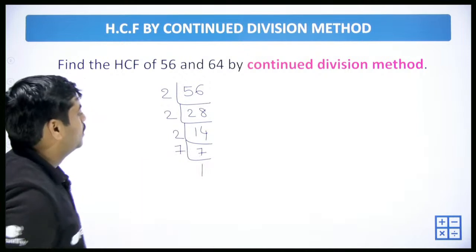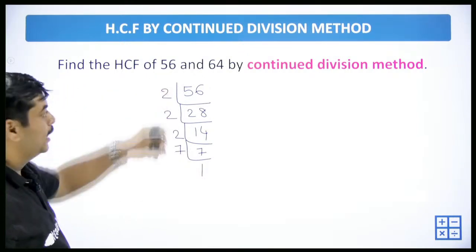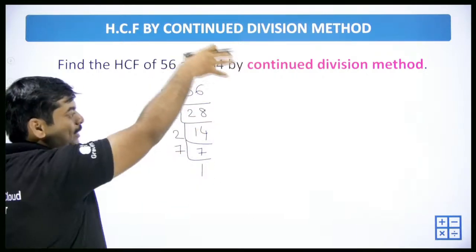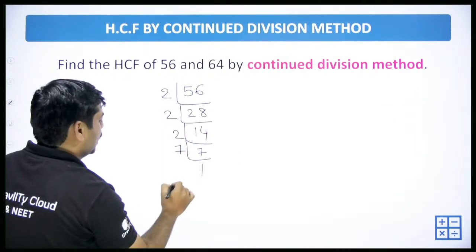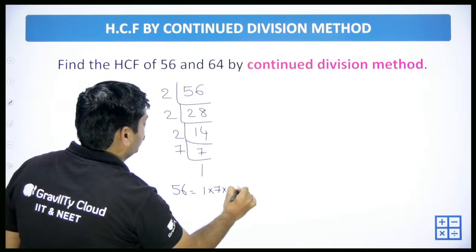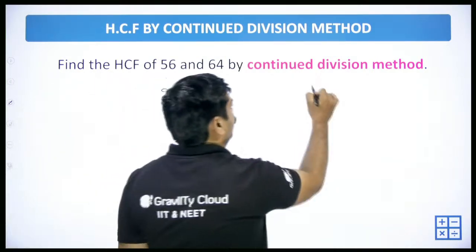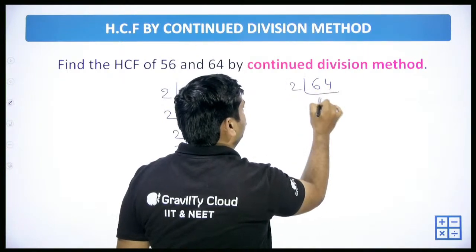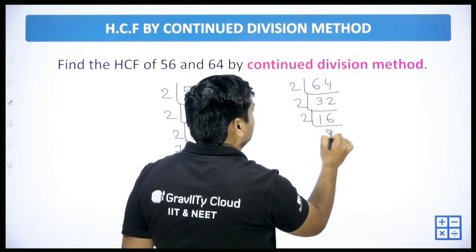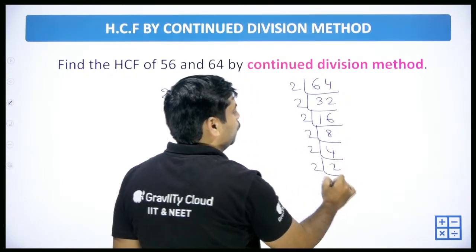Once again, 7 twos are 14, 14 twos are 28, 28 twos are 56. Using this long division method, which is called continued division, I can write 56 as 1 into 7 into 2 into 2 into 2. And now 64 can also be written as 2 times 32, 2 times 16, 2 times 8, 2 times 4, 2 times 2, and 2 times 1.